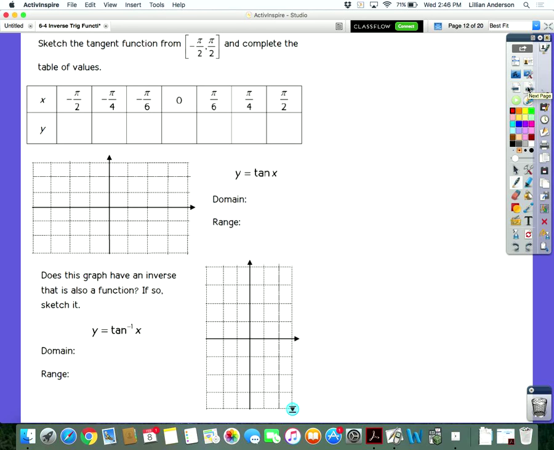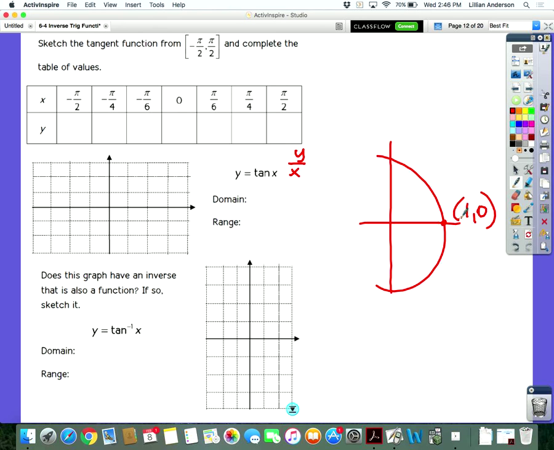Okay. Last one is tangent. Let's do this. Tangent is what over what? Y over x. So we have to look at a couple of these things on the unit circle here. Let's start with the positive side. What is the tangent of 0? That ordered pair is 1, 0. So y over x would be what? 0.